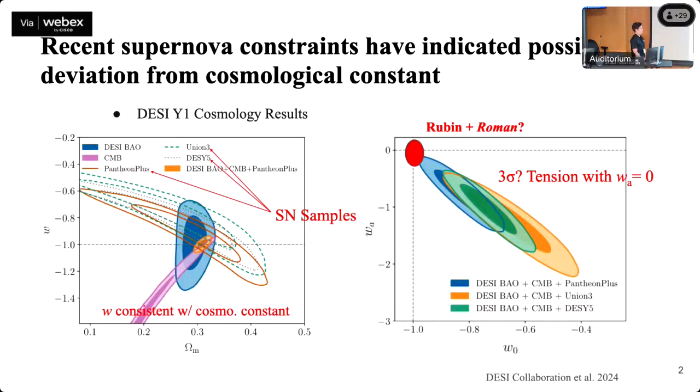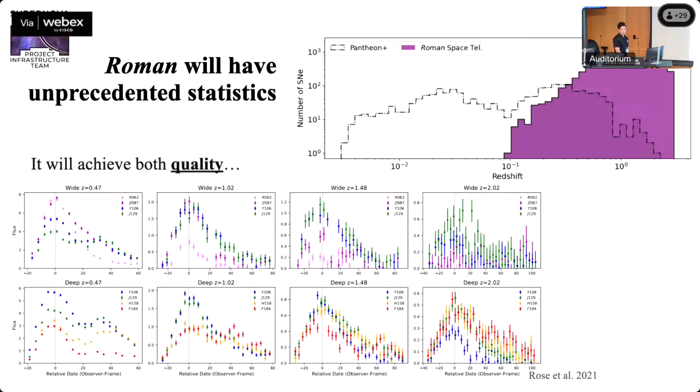What we're expecting from Roman, again, we're super excited for the contours that we're expecting. From Rubin plus Roman, this is an indicative contour that we're expecting. And to look at the survey itself, again, I keep saying it, we're super excited because we're going to get unbelievable statistics from the high latitude time domain survey. So we're going to get both great quality.